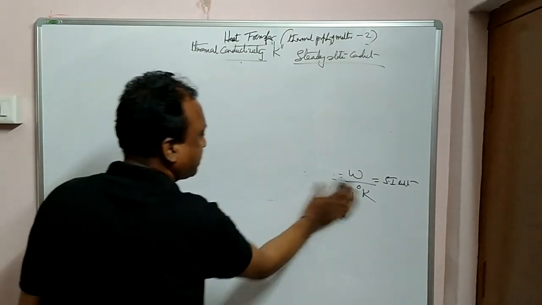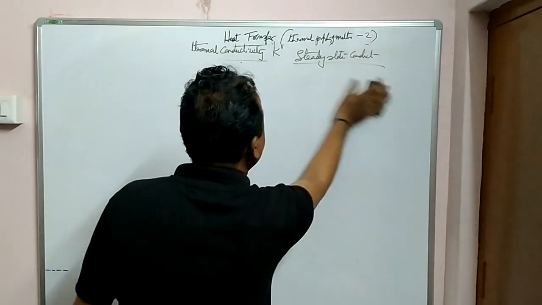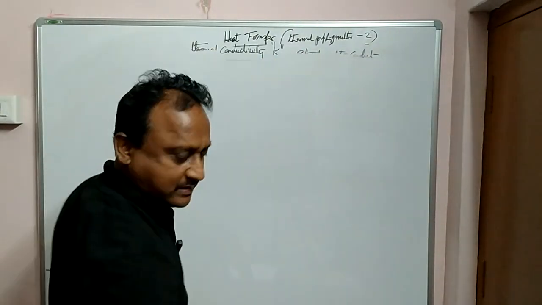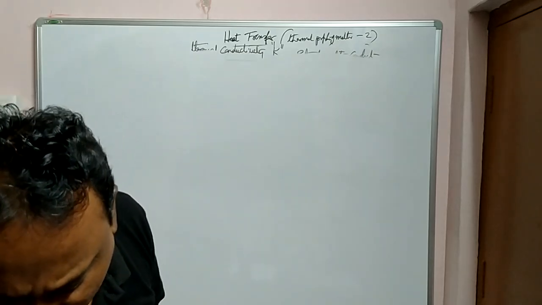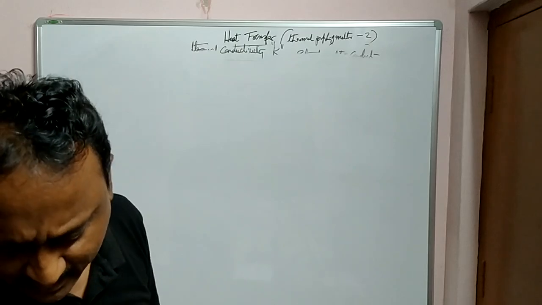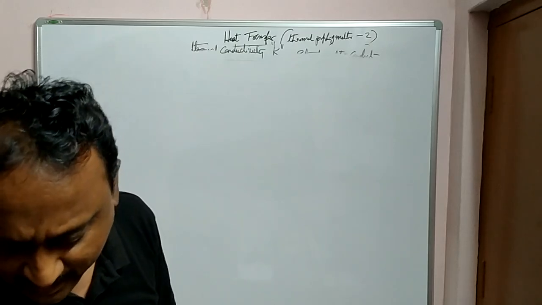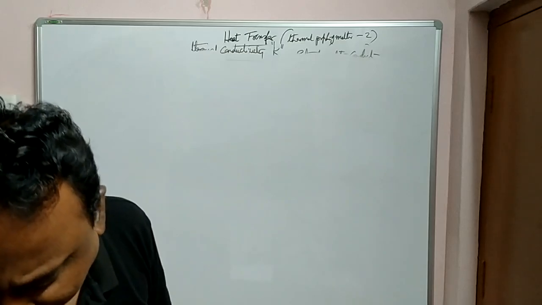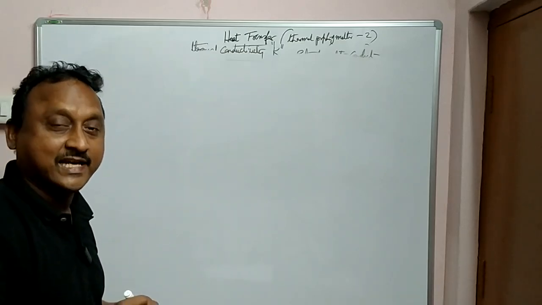Yes. Now let us go still further. We have defined K also. We have given units for K, the coefficient of thermal conductivity. Let us go still further in the topic. Now let us see the next item, that is thermal resistance. Now let us see what is meant by thermal resistance. Before going to thermal resistance, let us see what is heat current.